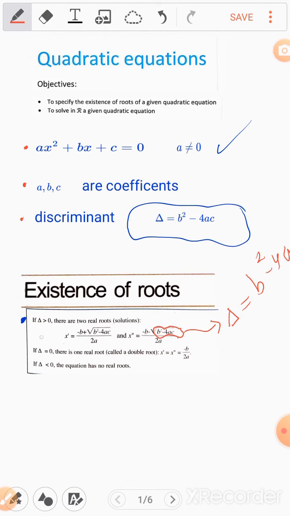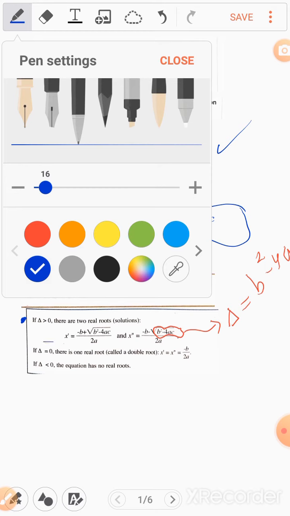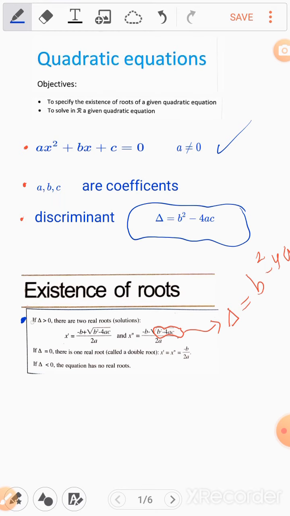If delta is 0, there is 1 real root called a double root. X prime equal x second equal minus b over 2a. And if delta, the last one, if delta is negative, the equation has no real roots.